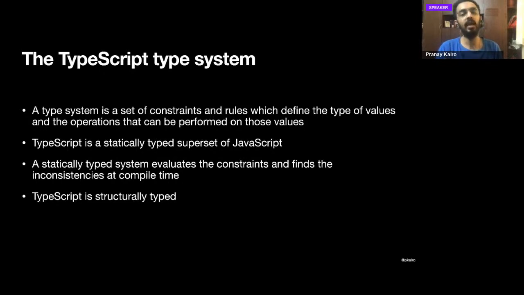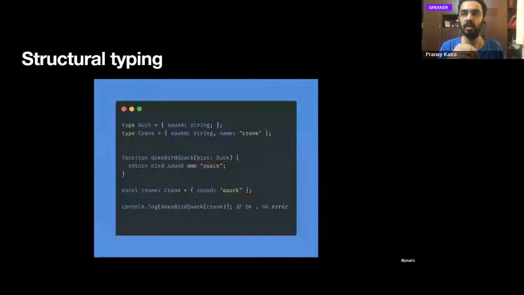Nominally typed are languages like Java, where let's say you create a class of employee and a class of person. Even though an employee is also a person, nominal typing looks at the name of the type. So in this case, person and employee are different types. But structural typing looks at the structure of the type, not at the name of the type.